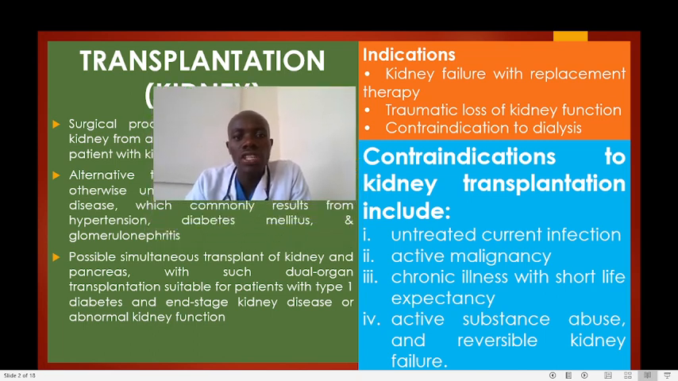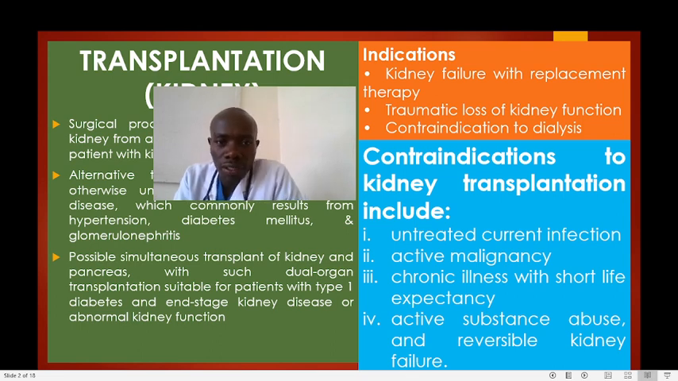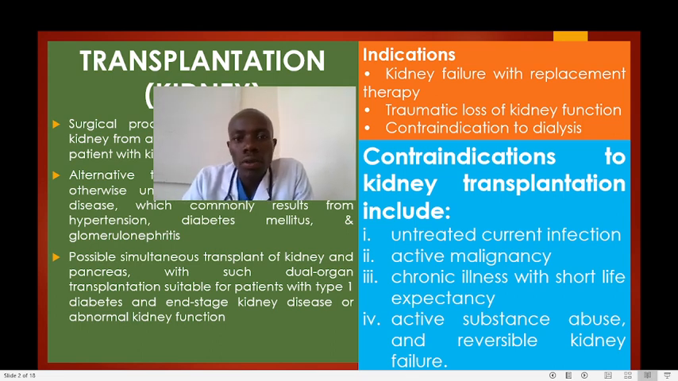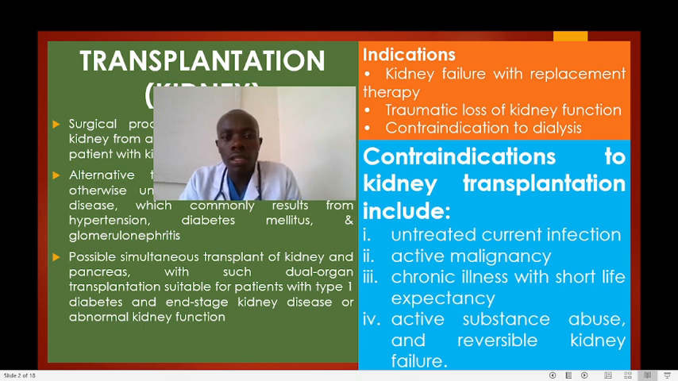What are the contraindications of kidney transplant? Well, we have untreated current infection. The infection has to be treated before the transplantation can be done, because failure to do that can lead to rejection and infection of the very organ. Active malignancy will also affect the new kidney.